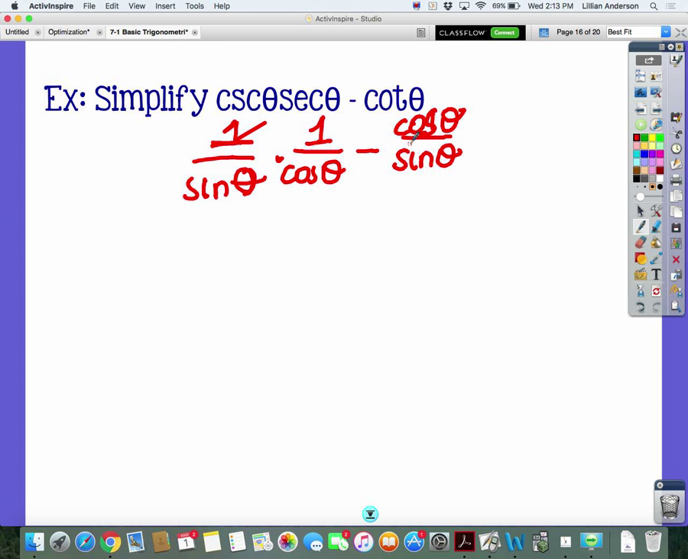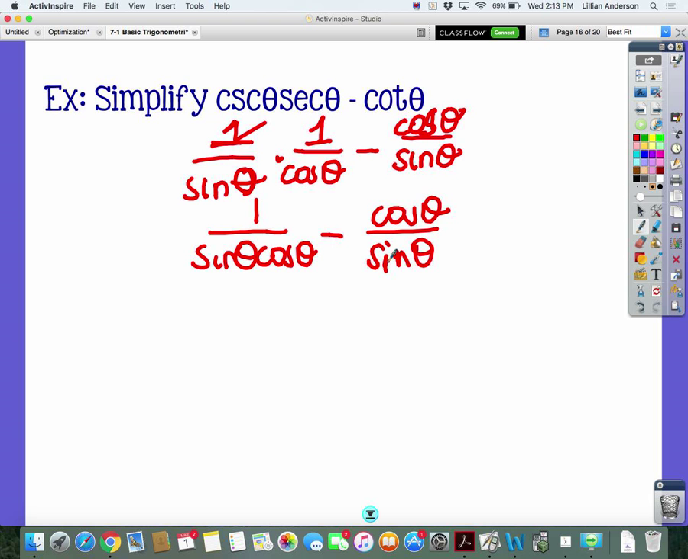Okay? Questions up to here? I thought cotangent is 1 over tangent. It is, but then if I had that, I'll have 3 different trig functions versus just working with 2. Alright, so since I'm multiplying this, I basically can rewrite this as 1 over sine theta cosine theta minus cosine theta over sine theta.